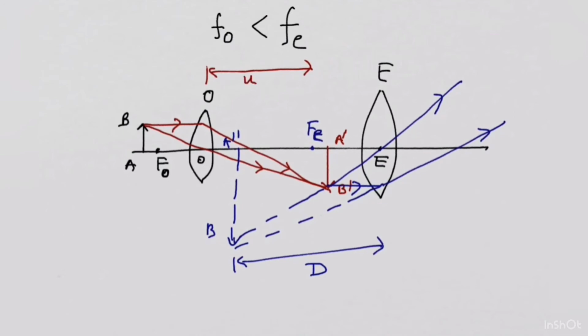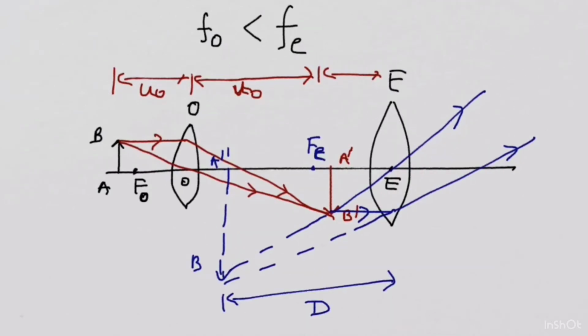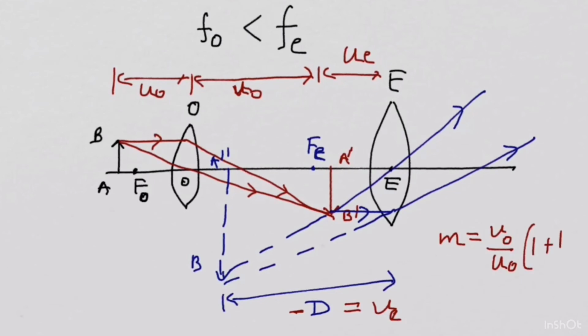This distance is marked as VO, the distance of the object as UO. Same way you can mark UE, and this is nothing but VE. Because it is on the left hand side, we will write a negative sign. And these representations are useful in writing the expression for the magnification of the compound microscope, which is VO over UO times (1 plus D by FE).